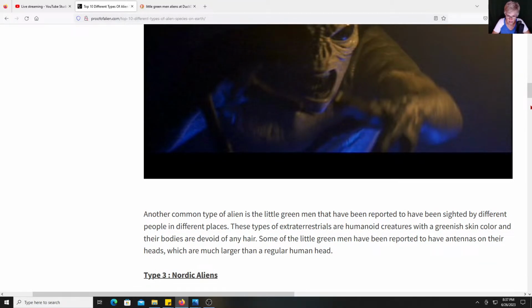Another common type of alien is little green men that have been reported to have been sighted by different people in different places. These type of extraterrestrials are humanoid with green skin color. The bodies are devoid of any hair. Some of the little green men have been reported to have antennas on their heads, which are much larger than a regular human head. A Flintstone alien?